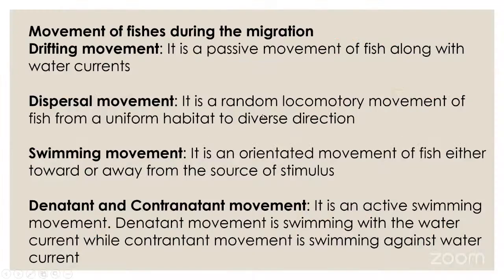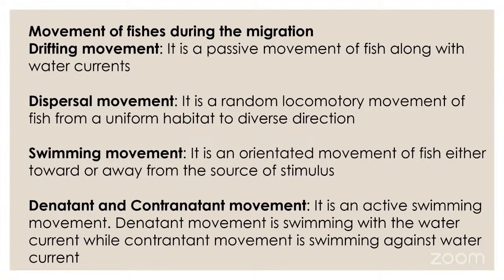Next, how do they move from one place to another during the migration? There are different types of movement. The first one is drifting movement. It is a passive movement of fish along with the water currents. That means in whichever direction the water is moving, the fish also move in the same direction, which is called drifting movement.